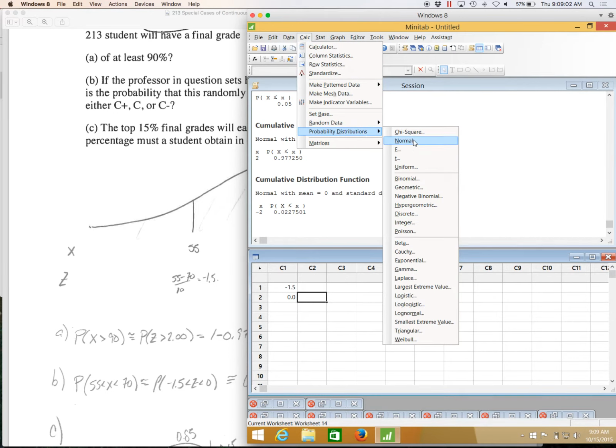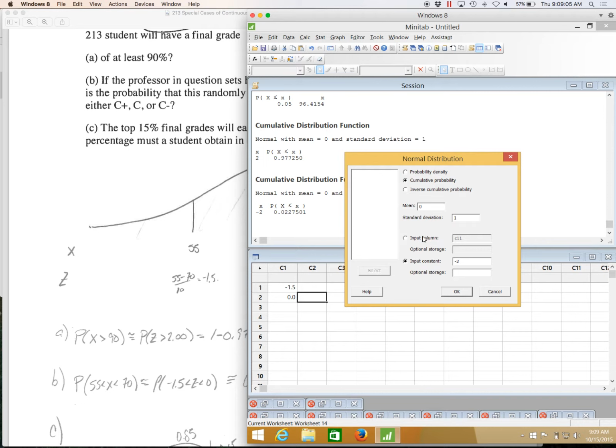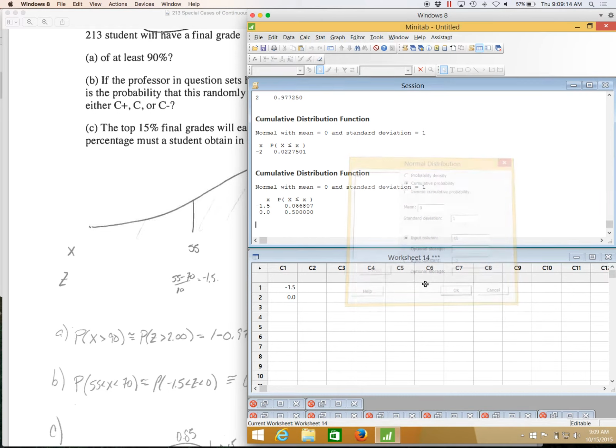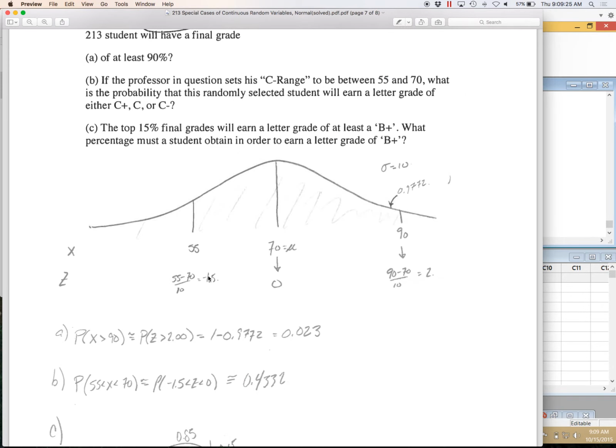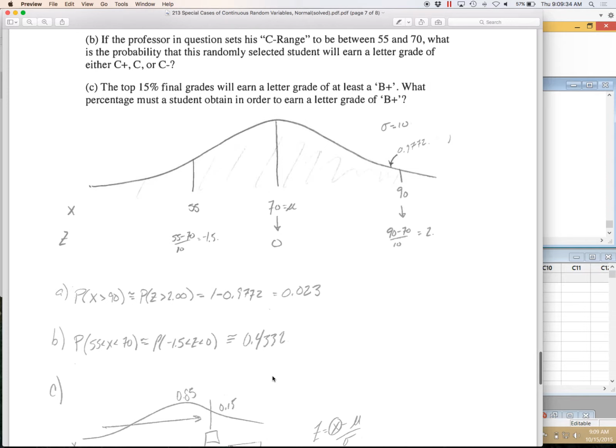Calc, probability distribution of the normal. Here I want the cumulative probabilities of the values that I've put into column 1. Okay, I've used Z values, so the middle is 0, the spread is 1. These are the two cumulative probabilities. Cumulative 0 is 50%, cumulative negative 1.5 here is about 7%. If you take the difference of those two, we'll find the probability of getting some sort of a C of a randomly selected individual is about 43%.